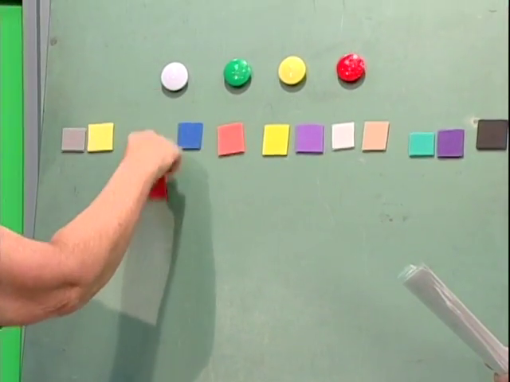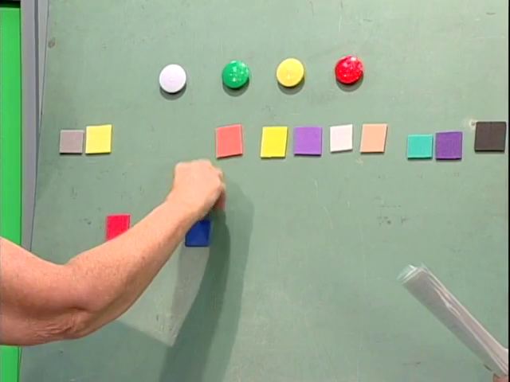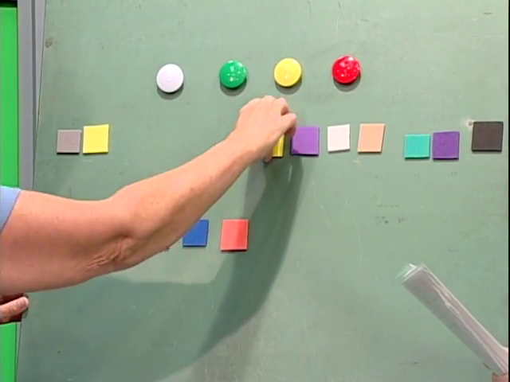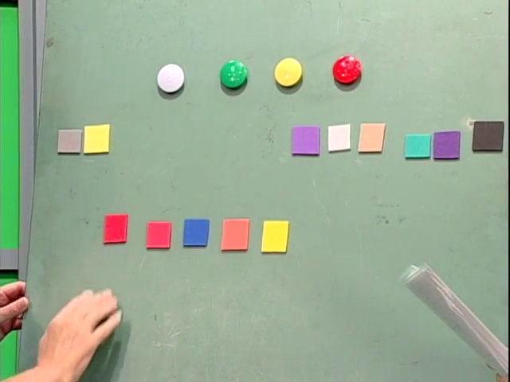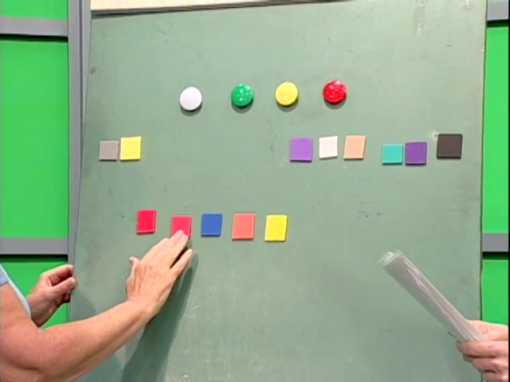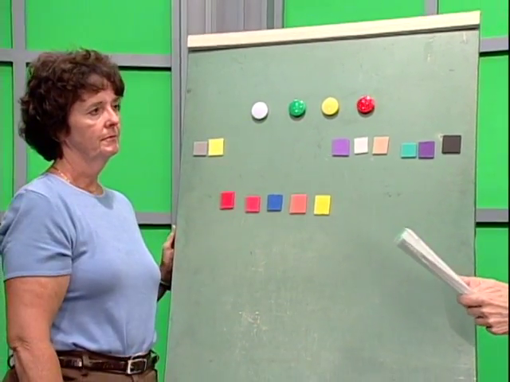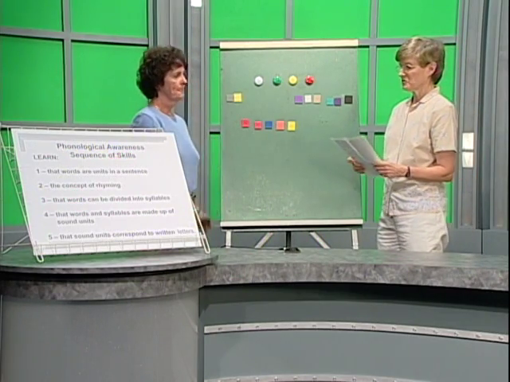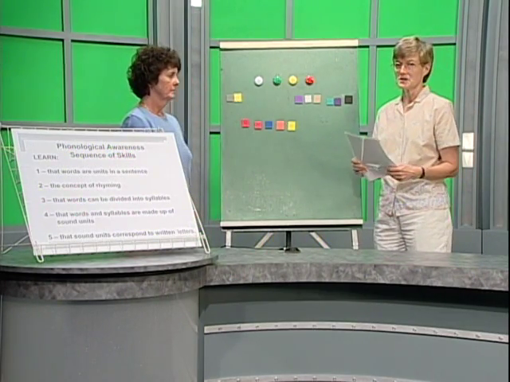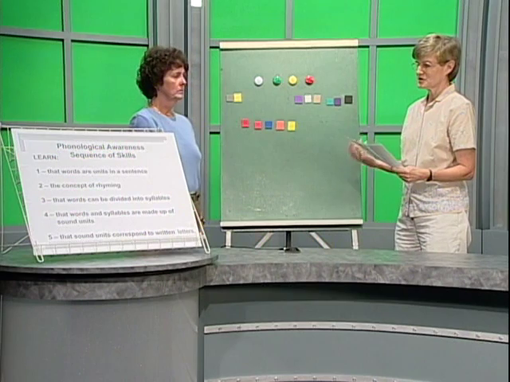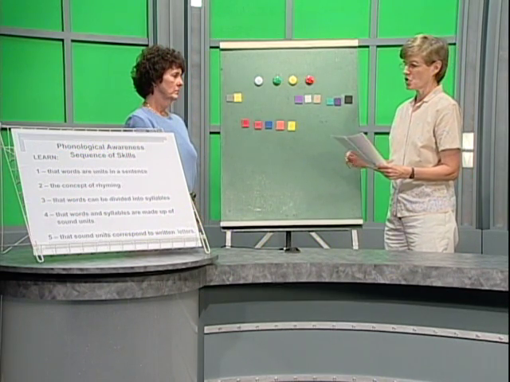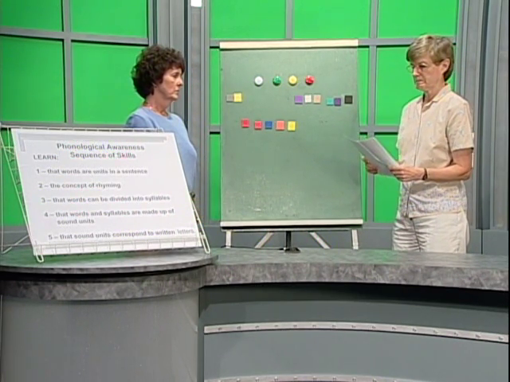Call Mary to the telephone. Call Mary to the telephone. Okay, and that sentence is much harder because we have multi-syllable words in it. And you have to be able to distinguish between it being a word and a syllable.